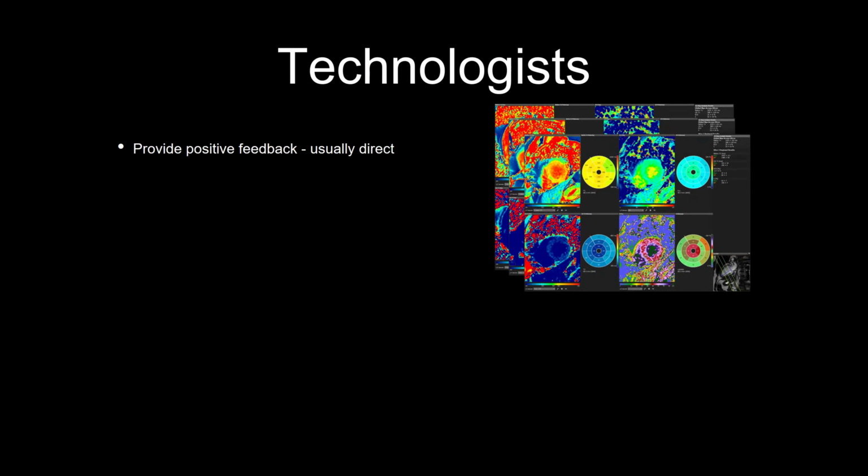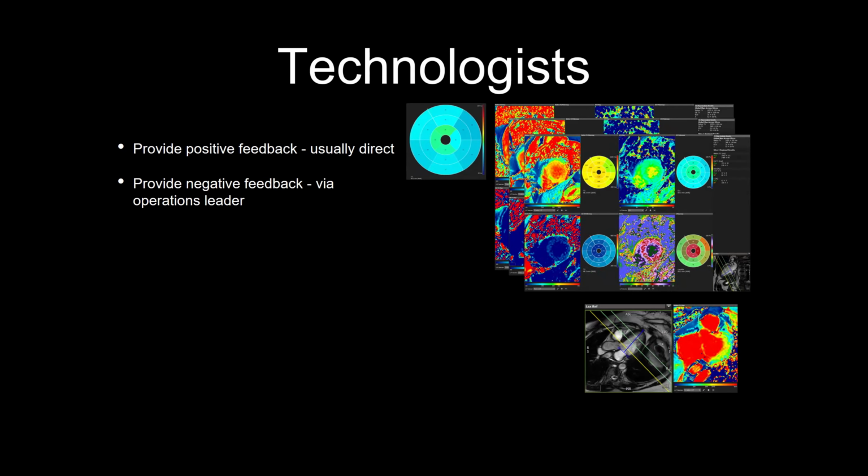Technologists. So I usually provide positive feedback directly, and I CC the operations leader, and it's an attaboy, well done. Negative feedback is usually fed to the operations leader, who then takes it up with the techs. I do this because she also needs to have an overview as to what is going on in her department, and if there are certain things that maybe need additional teaching or clarification with the CMR team.